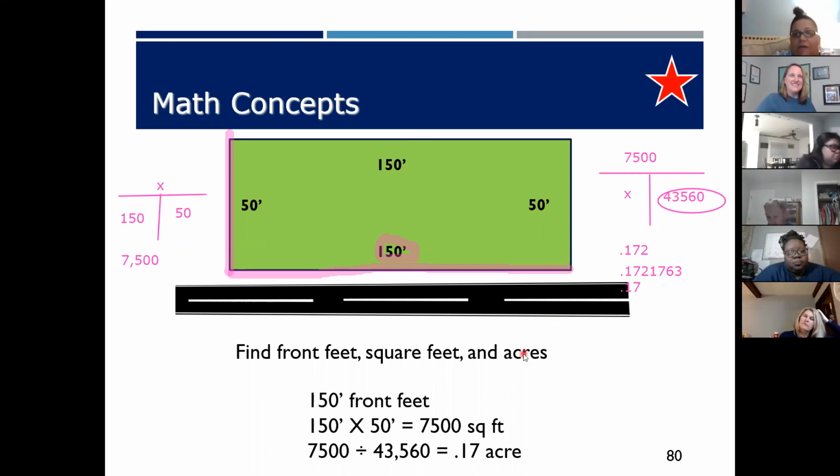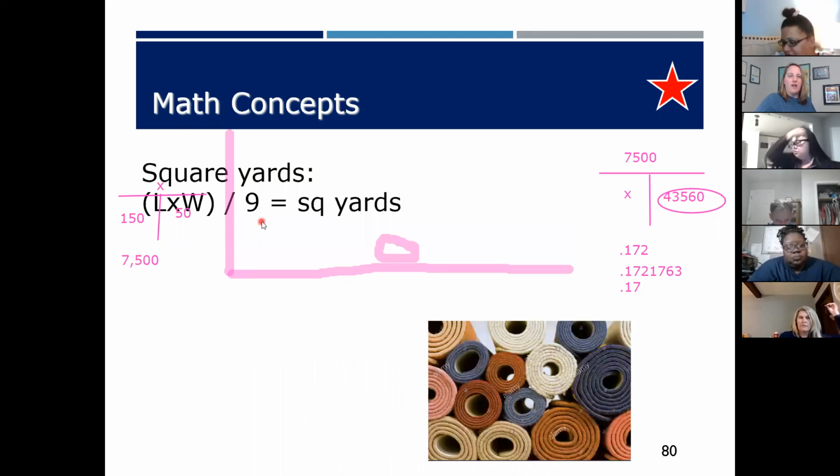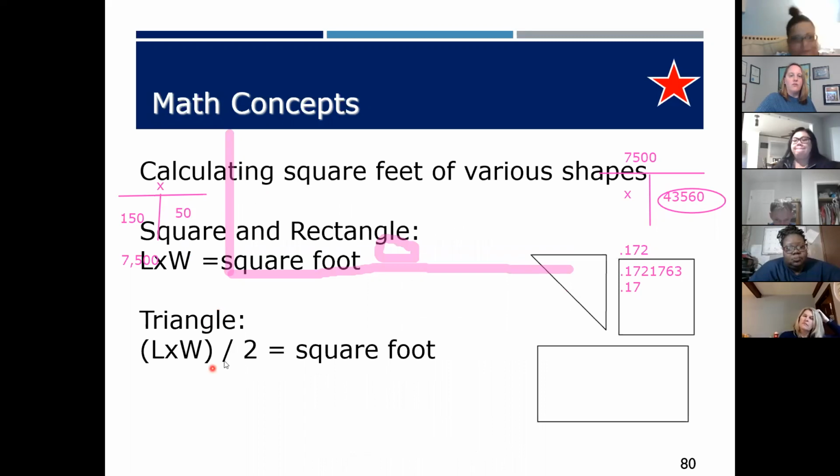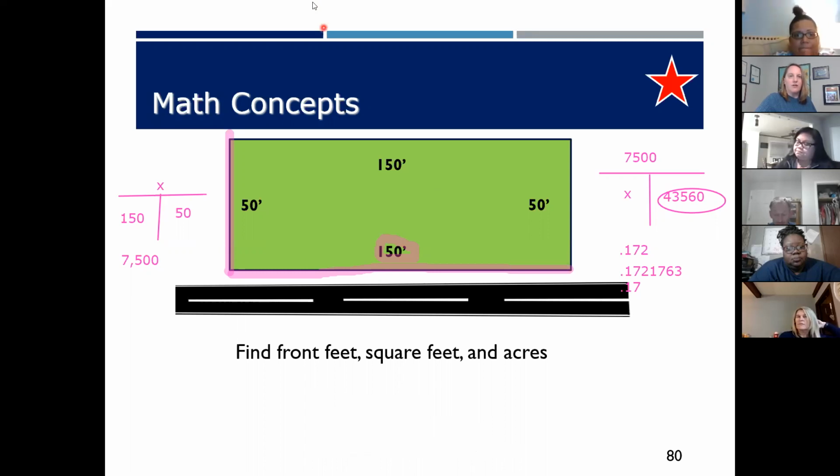I'm trying to figure out what made me, so I did length times width and then I divided it by 2. Is there... Only when you're looking at a triangle. You only divide by 2 when you're trying to find a triangle, because a triangle is half of a square. Okay, that's how I messed that up. Yep, thank you.